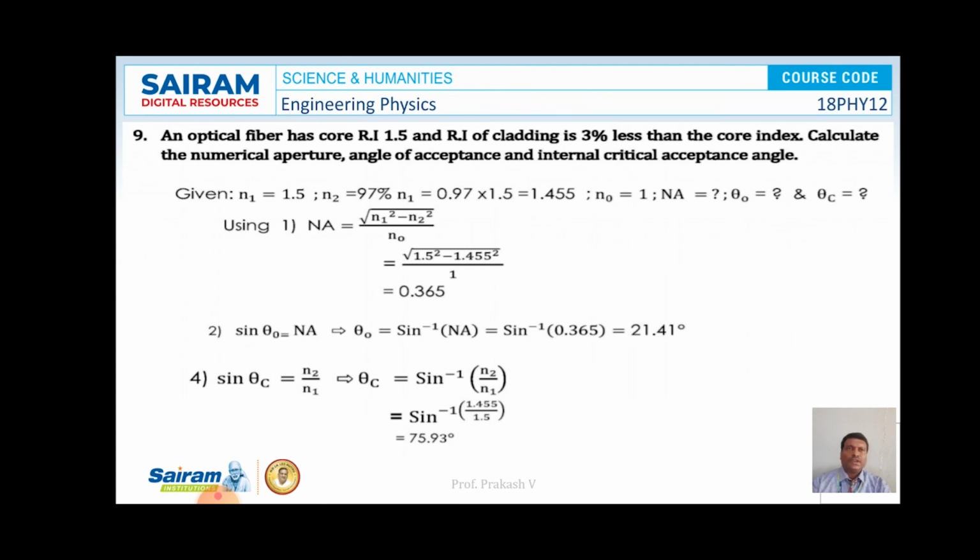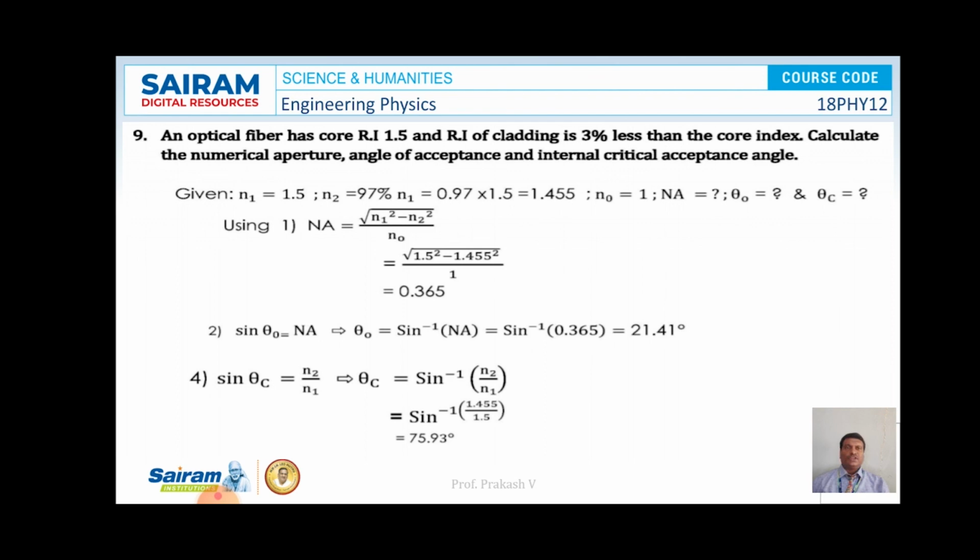An optical fiber has refractive index 1.5 and refractive index of cladding is 3% less than the core index. Calculate the numerical aperture, angle of acceptance and critical angle. So here the value of n1 is given as 1.5, n2 is equal to 97% of n1, that is 0.97 into 1.5, that is equal to 1.455, and the value of n0 is equal to 1. So what are the numerical aperture, theta naught and theta c?